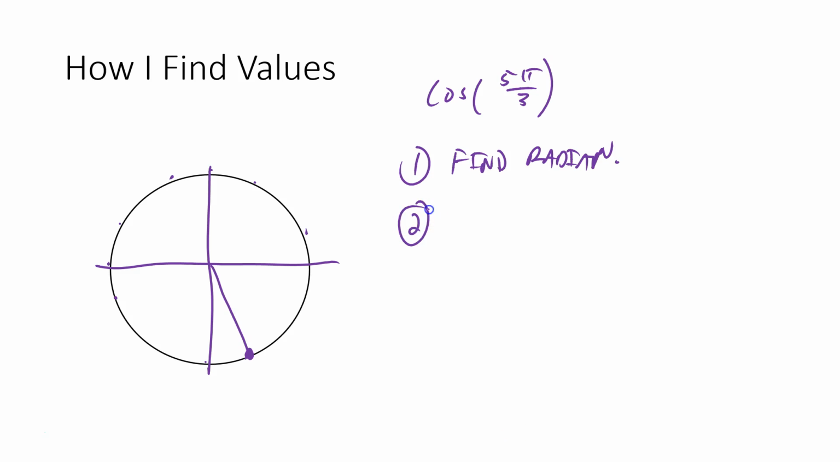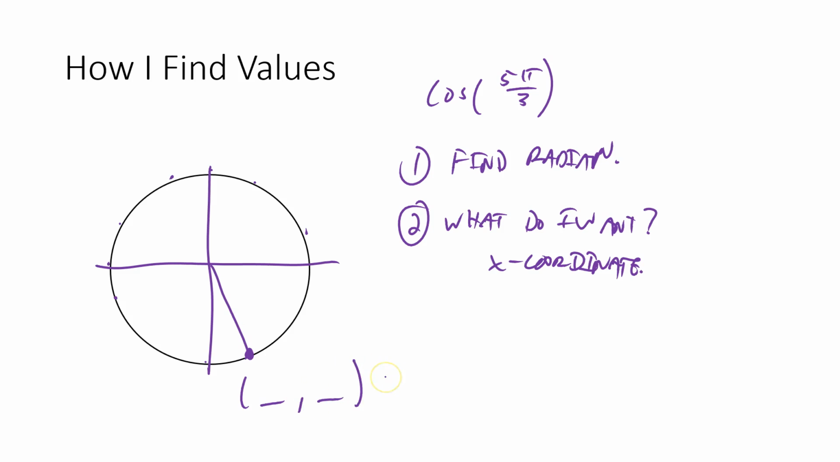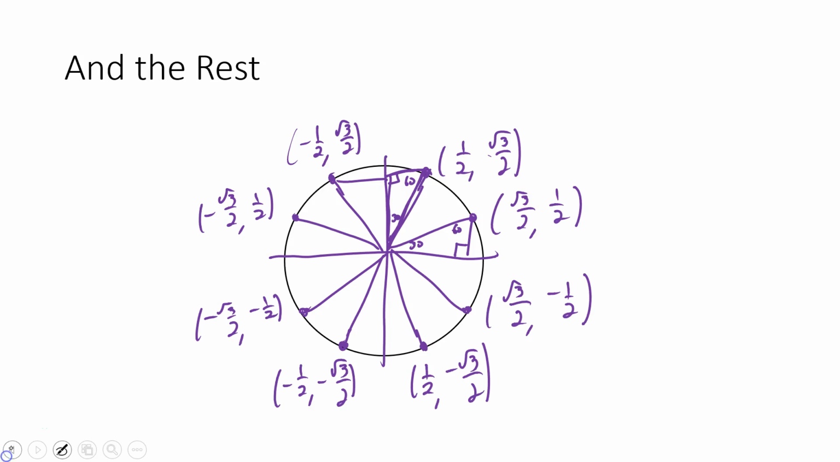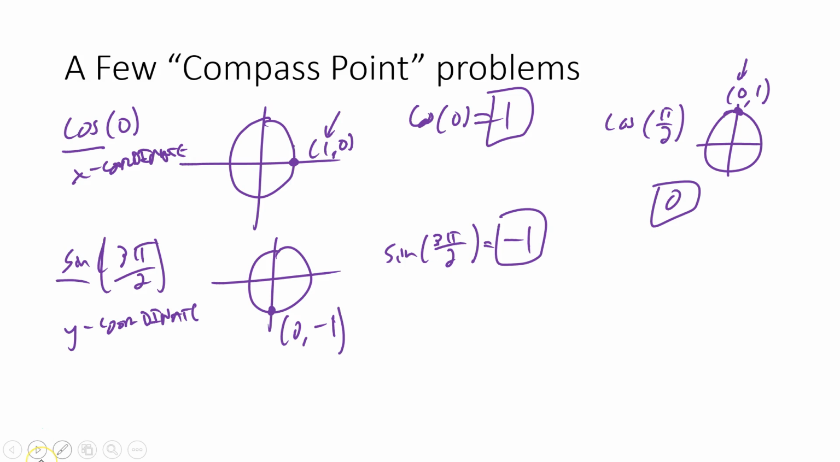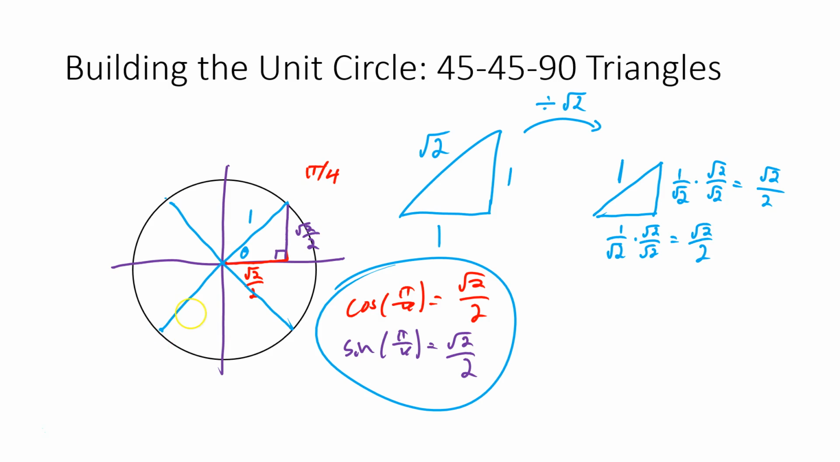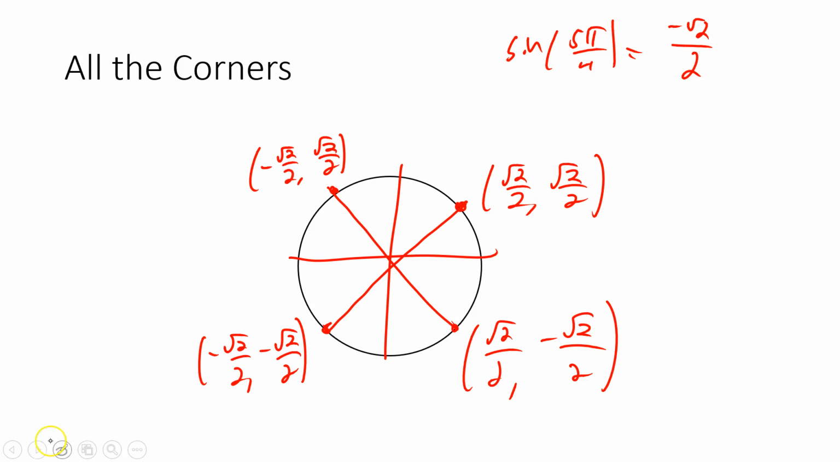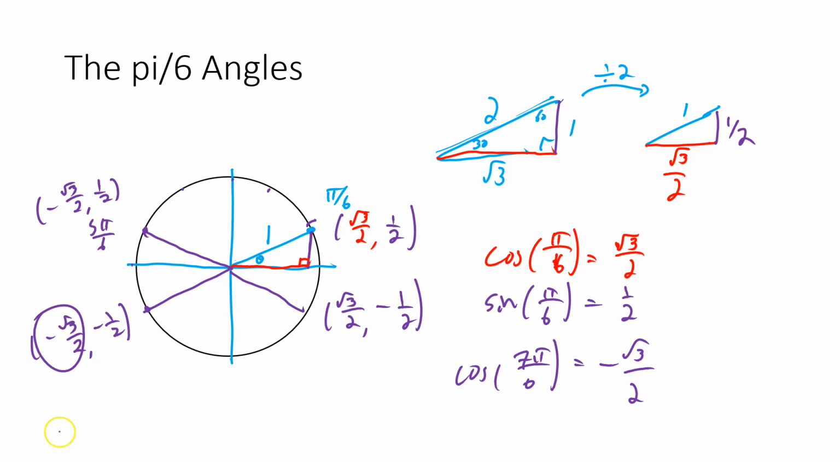Now, I'm going to say, what do I want? Well, I want cosine, which is the x-coordinate. At this point, it's kind of weird to think about what is the x-coordinate and what is the y-coordinate, but it's not that hard. Sine and cosine really don't have very many values that you can take, right? We've talked about all of them now. We talked about the compass points first. Those were either 0 or 1. We had the root 2 over 2. And then we had the 30, 60, 90, which got us root 3 over 2 and 1/2.